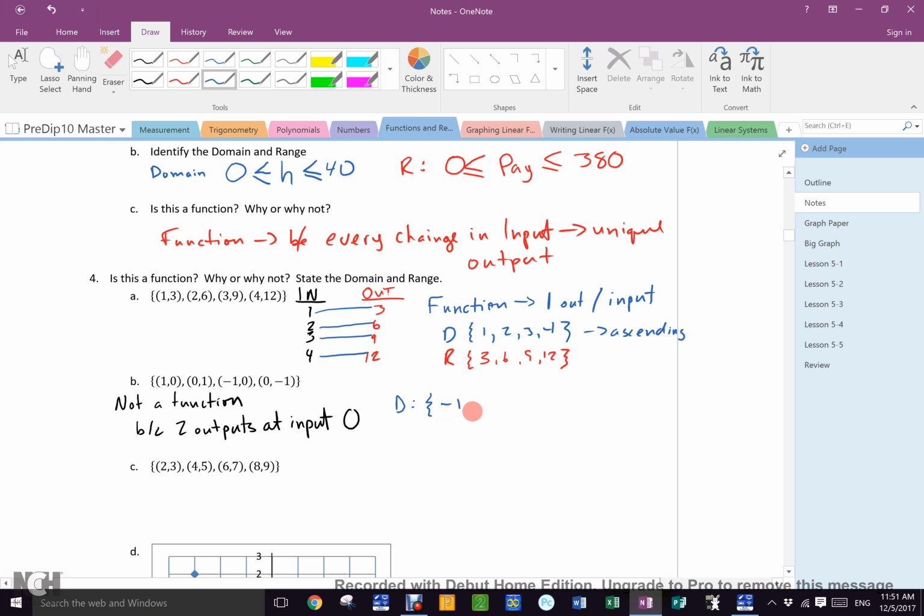-1, 0, 1. Why don't I repeat 0 twice? Because it's just an element of the domain, right? All I'm asking for here is what values can there be for an input. Okay, so what's the range?